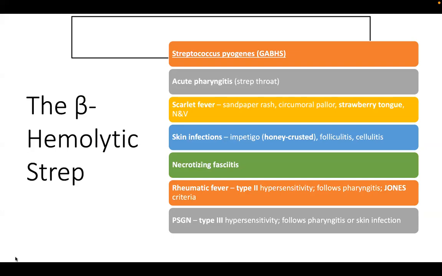Now, these are the most common infections. So this is a summary of the infections caused by Strep pyogenes. We've mentioned already the pharyngitis, or the sore throat. Scarlet fever is there for the skin infections. This would include impetigo as well as folliculitis and cellulitis.